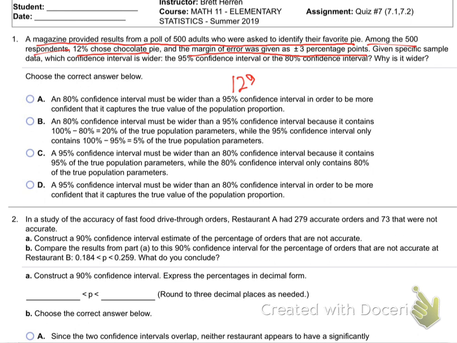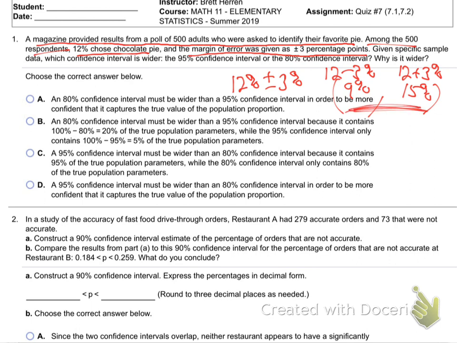If you take 12% plus or minus 3%, 12 minus 3% is 9%, and 12 plus 3% is 15%. We're saying that somewhere between 9 and 15% is probably the true percentage of the whole United States, I guess, who like chocolate pie as their favorite kind of pie. Does that make sense what they're saying?